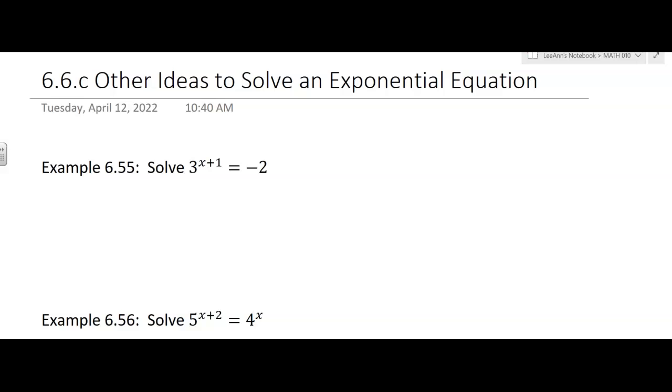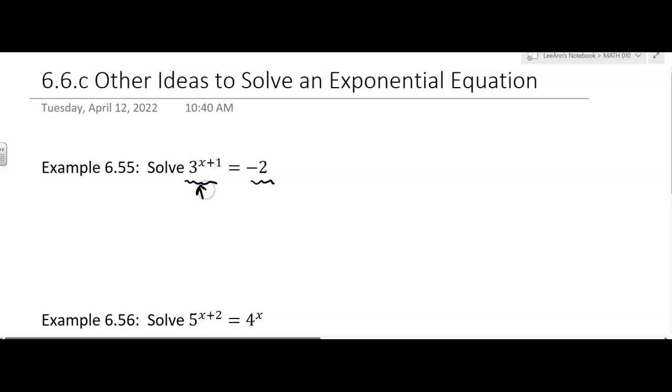Okay, so we have a couple more examples here with exponential equations, and we use different concepts for both of them. So look at this first one. 3 to the x plus 1 equals negative 2. Well, obviously the bases aren't the same, and they're not going to be the same. You're not going to be able to get them to be the same. But we have a problem.